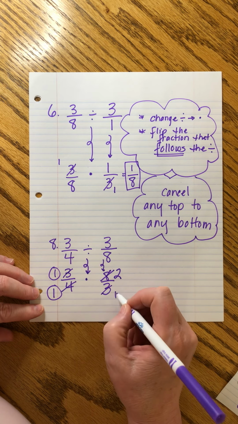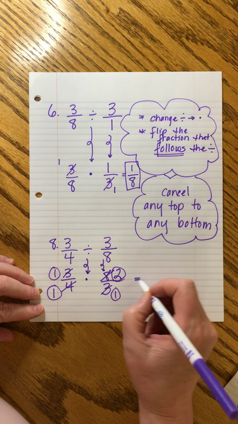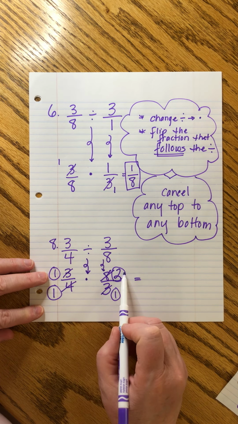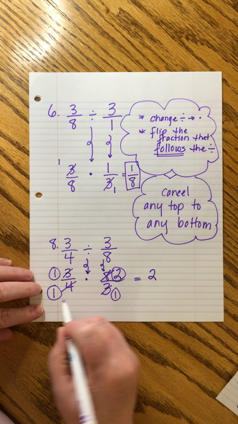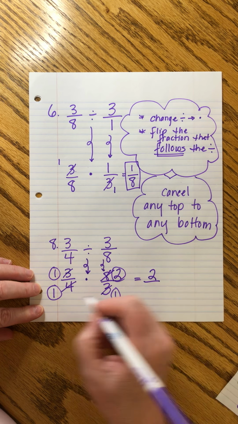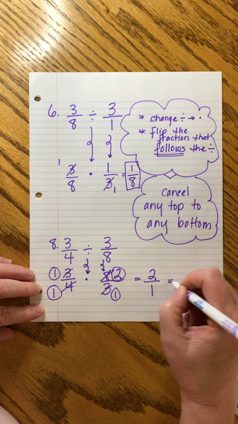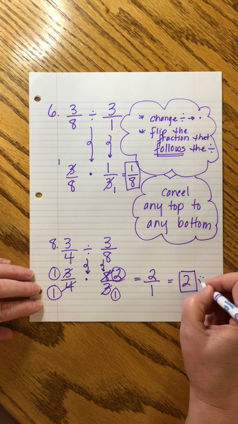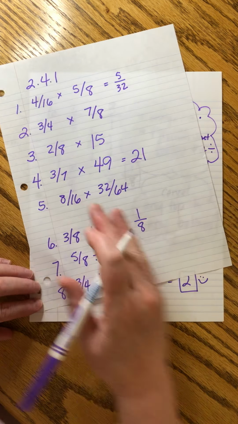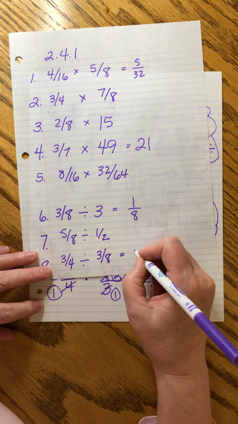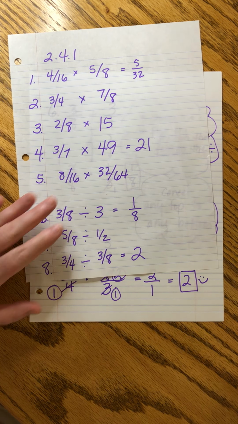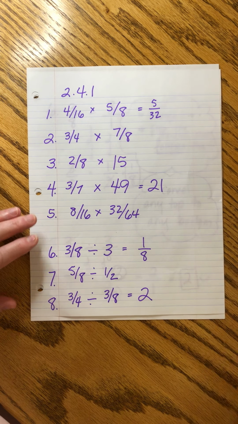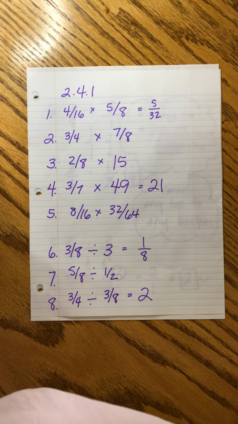I'm just going to circle them so you can see what we have left after we do all of our canceling. And now we multiply straight across the top. 1 times 2 is 2. Straight across the bottom, 1 times 1 is 1. And then we can write that number just as a whole number. And that's the right answer. And that's number 8 equals 2.